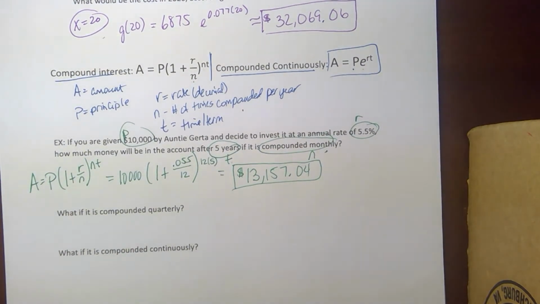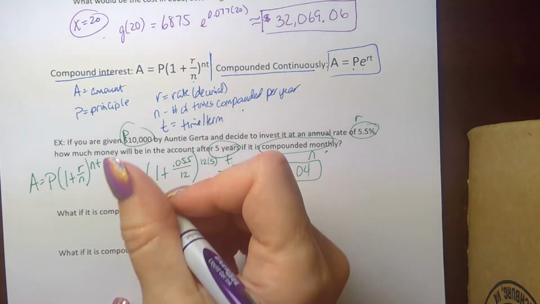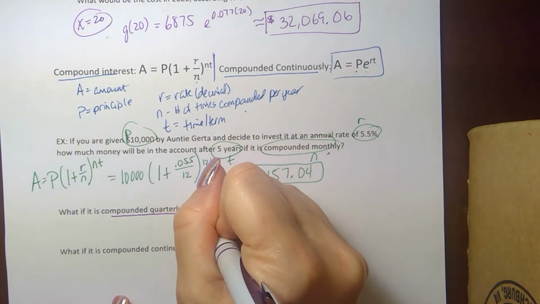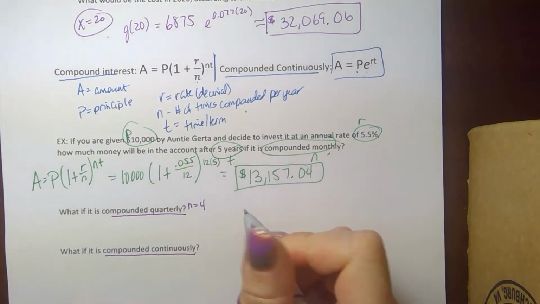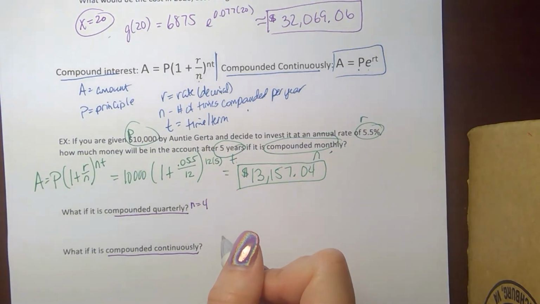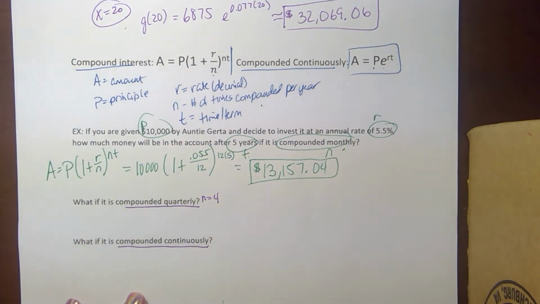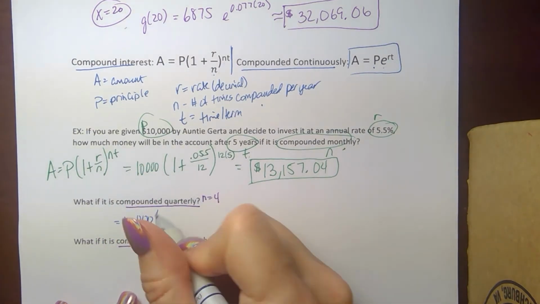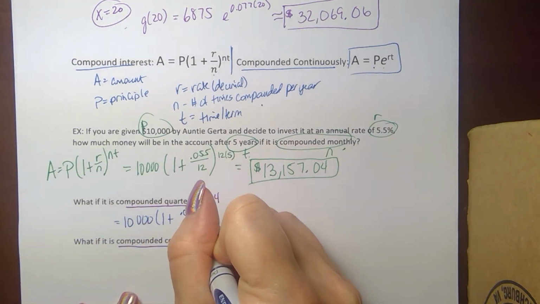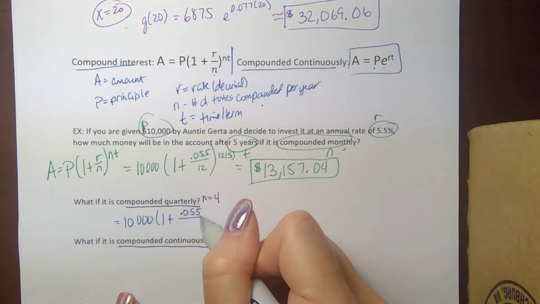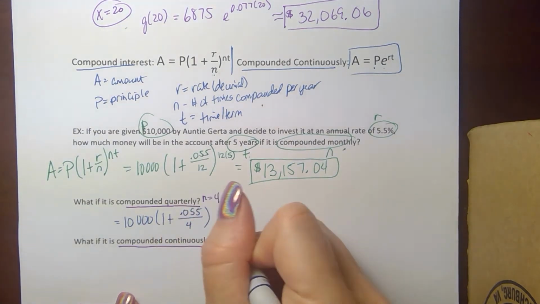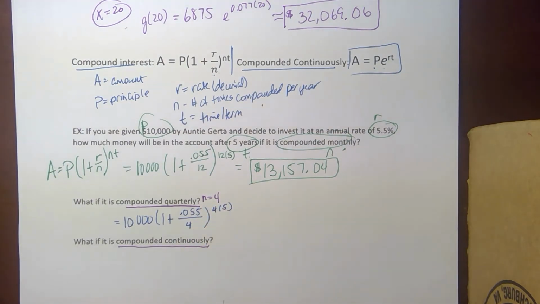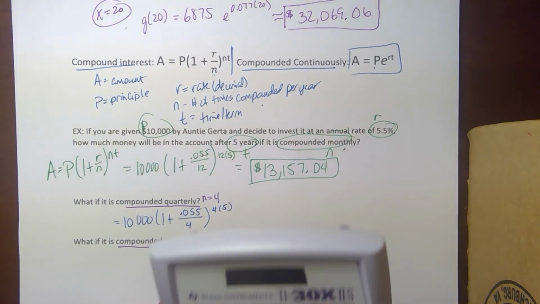Okay, we have a couple of follow-up questions. Notice that the only thing that's changing is how often we are compounding it. For compounded quarterly, N is 4. Compounded continuously, I use my other function, my other equation. So let's do where we compound quarterly first. Compounded quarterly, same situation, $10,000 is principal. My interest rate is still 5.5%, transfers to 0.055, but now compounded quarterly, N is 4. So my exponent now is 4 times 5. My exponent is 20, not 60.